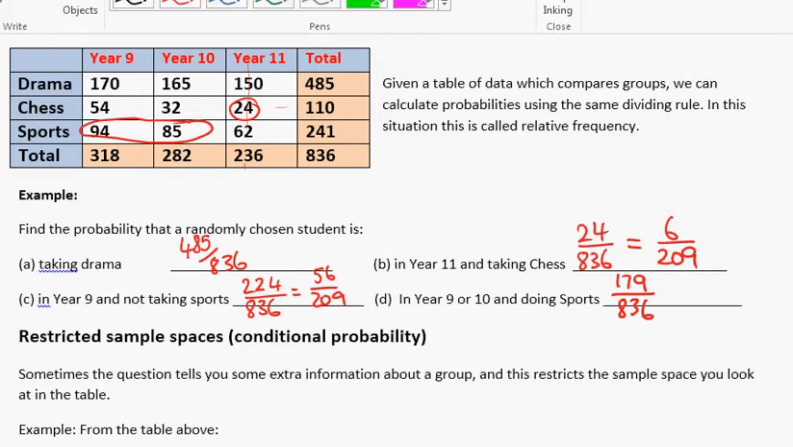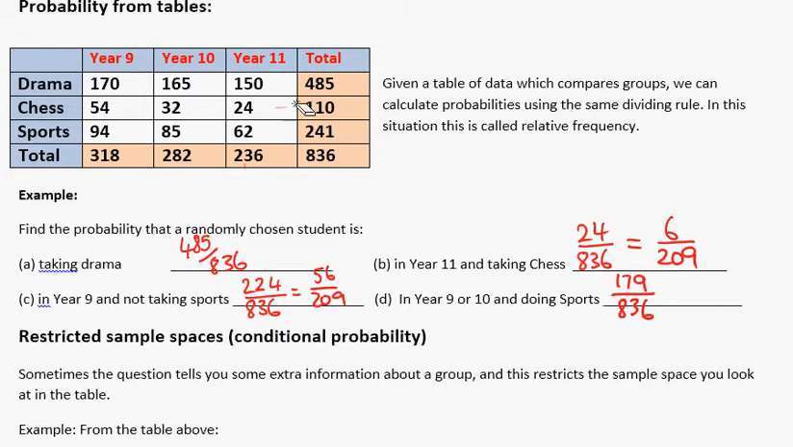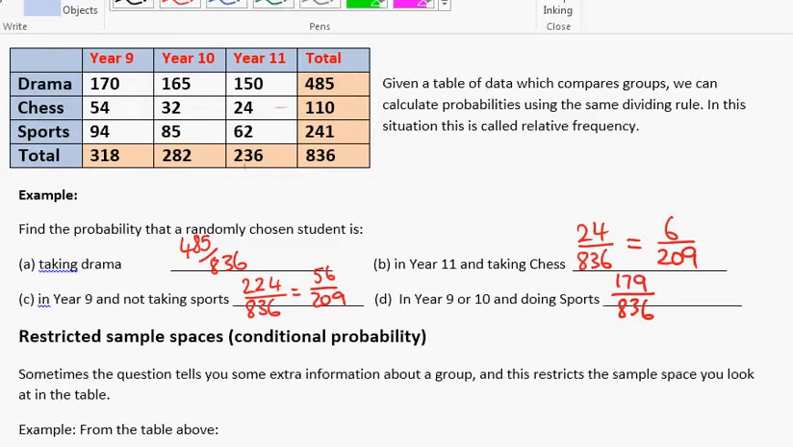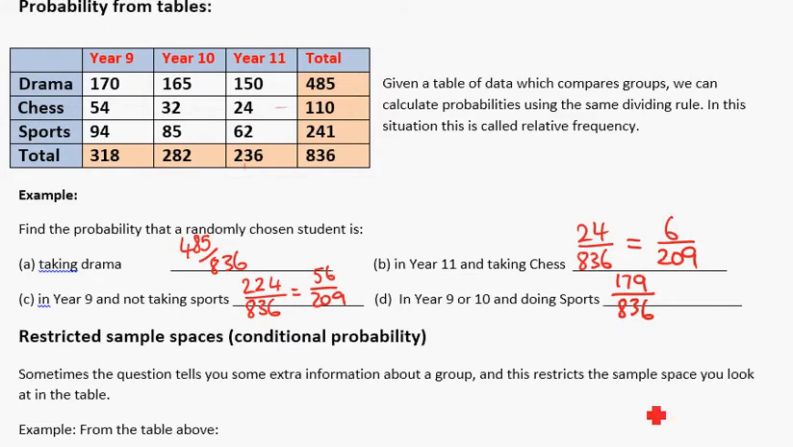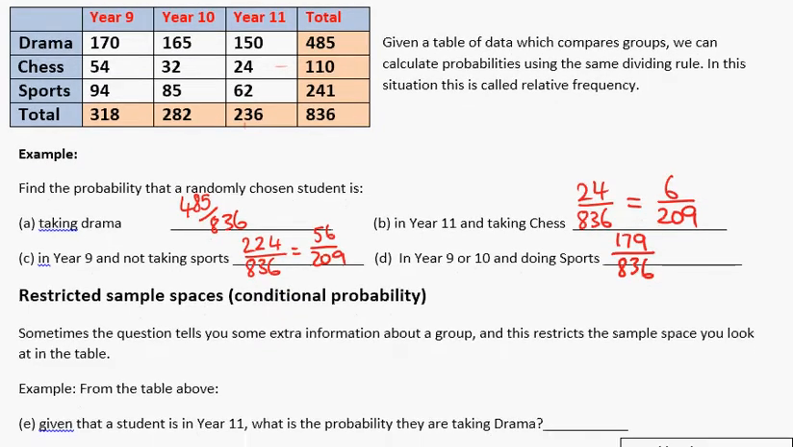Right, looking at the next bit is when it starts to get interesting and slightly more difficult, where we talk about a restricted sample space or conditional probability, where you need to read the question and you're given some extra information about a group. So for example, it says given that a student is in year 11, what's the probability they're taking drama? So given that they're in year 11, it must be those 236 students we're talking to.